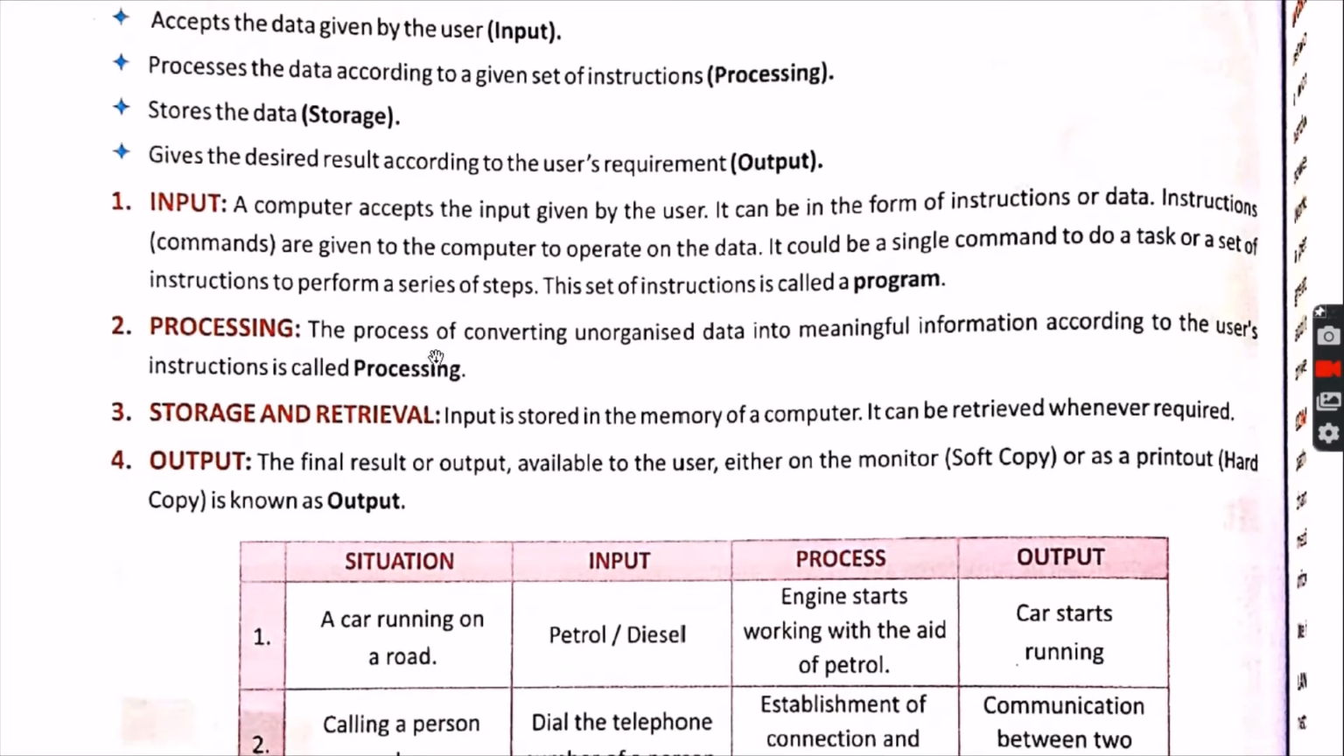Now let's see processing. Processing means converting the unorganized data into meaningful information according to the user's instruction. That is, when you are pressing 2 on the keyboard in the calculator, then the plus sign, and then again pressing 5, the computer processes them and gives you the result 7. So this converting of 2 plus 5 into 7 is known as processing.